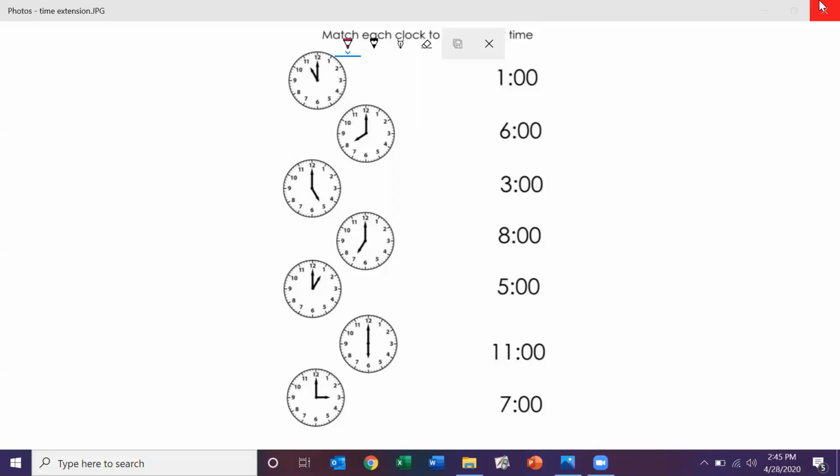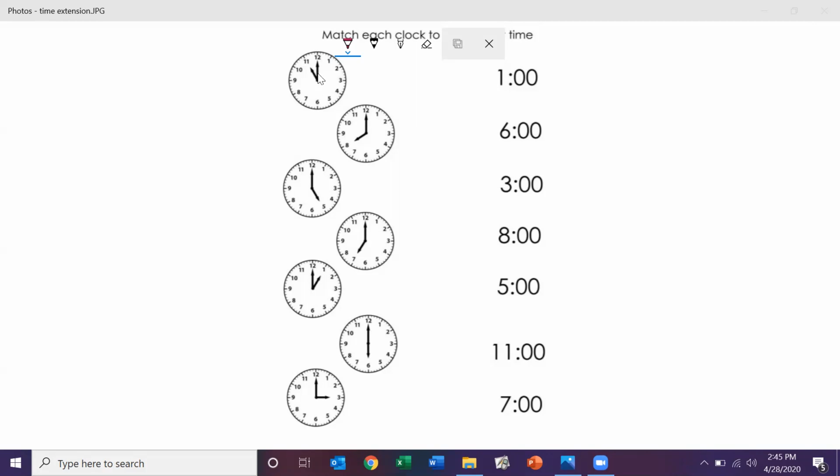So I'm going to do this matching clock activity with you, and then I'm going to link two extra worksheets that you can finish to wrap up practicing telling time to the hour. Okay, so let's look at this first clock. I see that the little hand, that's the hour hand, is pointing to the 11.